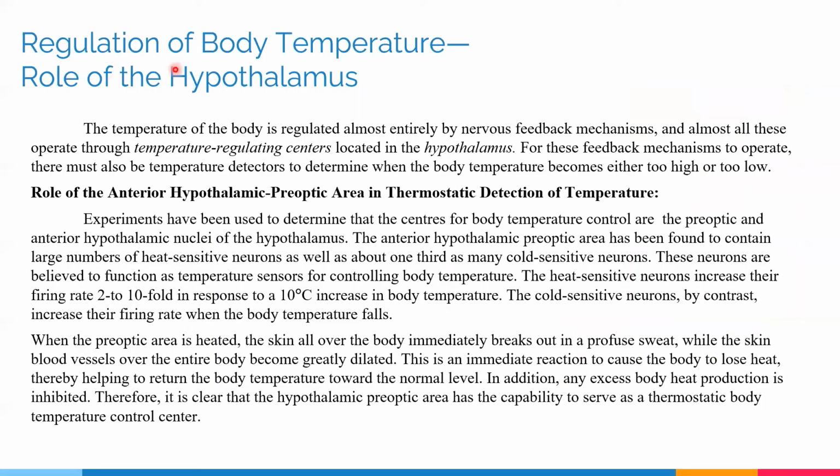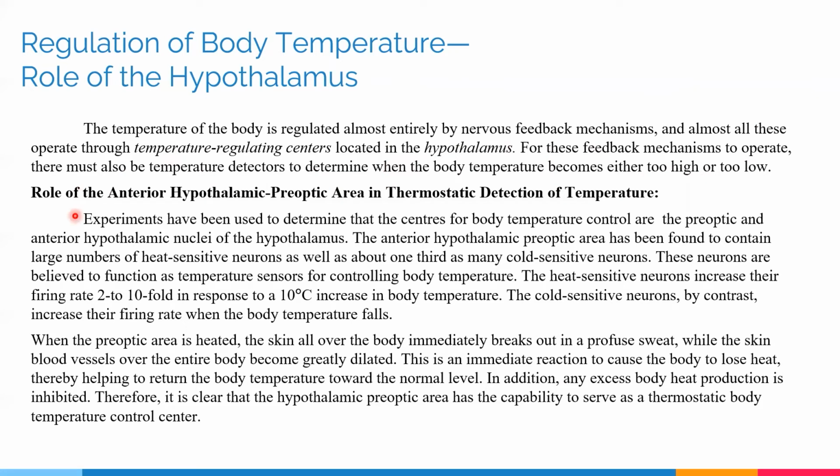Next, we look into the regulation of body temperature and the role of the hypothalamus, which is important in relation to dysregulation. The temperature of the body is regulated almost entirely by nervous feedback mechanisms, and almost all of these operate through temperature regulating centers located in the hypothalamus. For these feedback mechanisms to operate, there must also be temperature detectors to determine when the body temperature rises too high or too low.